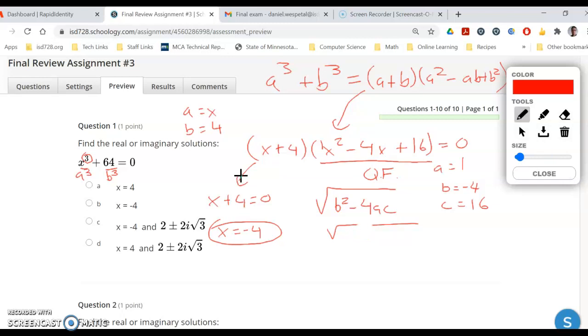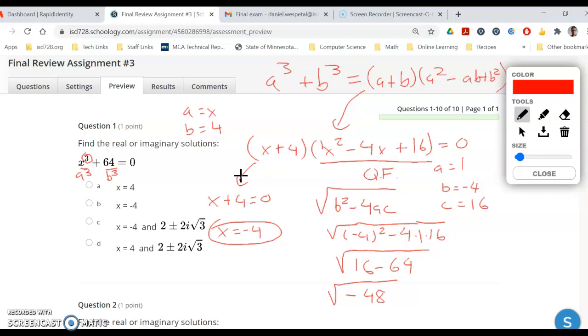Negative 4 squared minus 4 times 1 times 16. And so we'll get negative 4 squared is 16 minus 4 times 1 times 16 is 64. So it's negative 48.